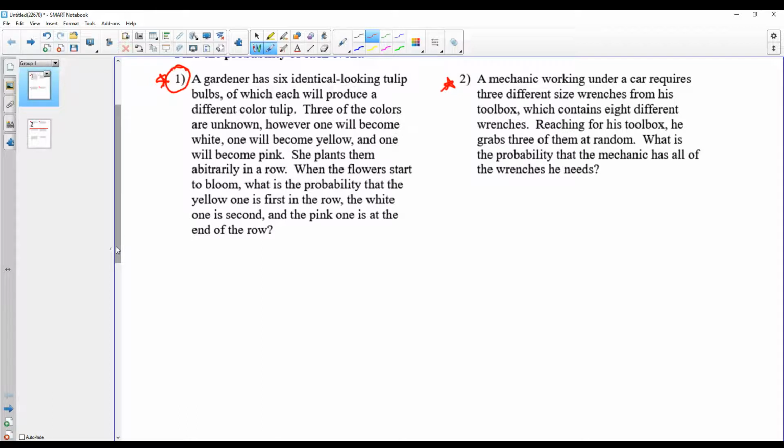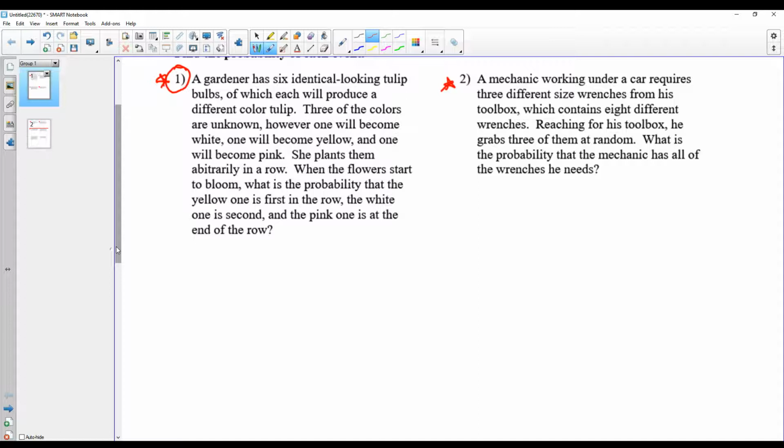A gardener has 6 identical looking tulip bulbs, of which each will produce a different color tulip. 3 of the colors are unknown. However, 1 will become white, 1 will become yellow, and 1 will become pink. She plants them arbitrarily in a row. When the flowers start to bloom, what is the probability that the yellow one is first in the row, the white one is second, and the pink one is at the end of the row?